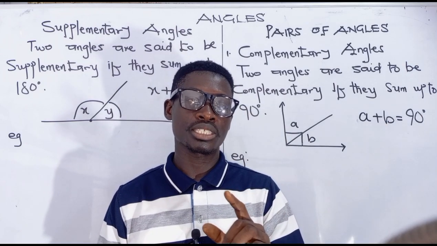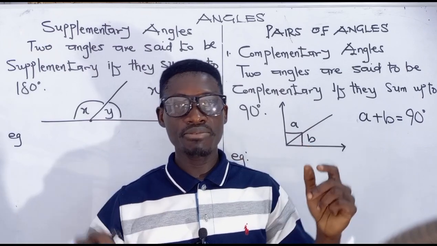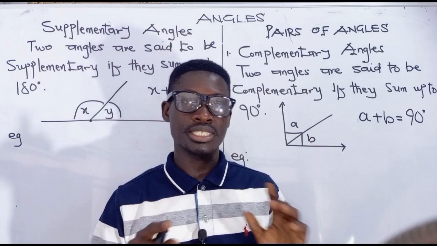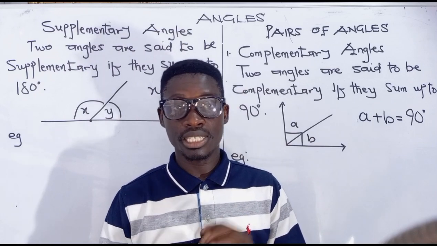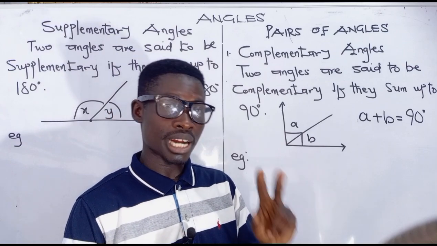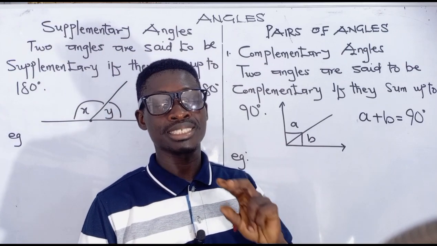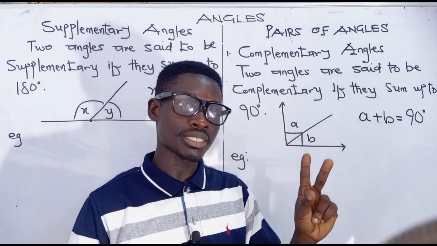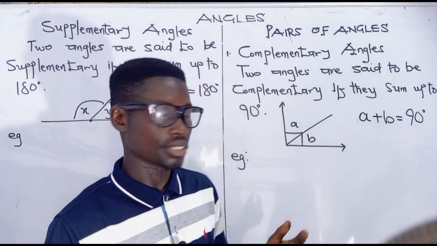Now, two angles are said to be complementary if the sum of these two angles is equal to 90 degrees. This means that when you have two angles and you add them and it gives you a 90 degrees angle, then you can say that these two angles are complementary angles.